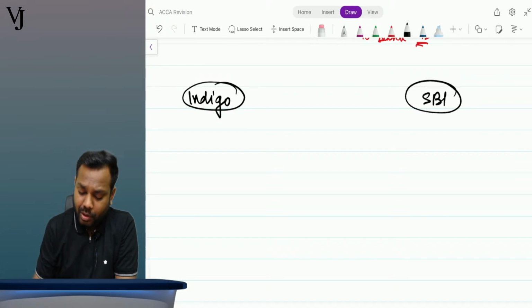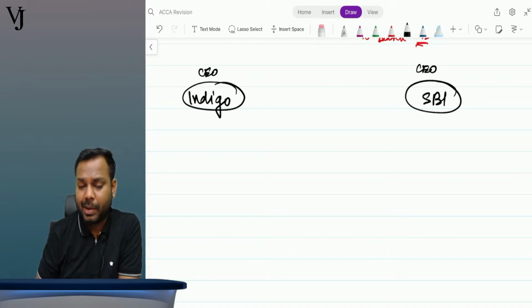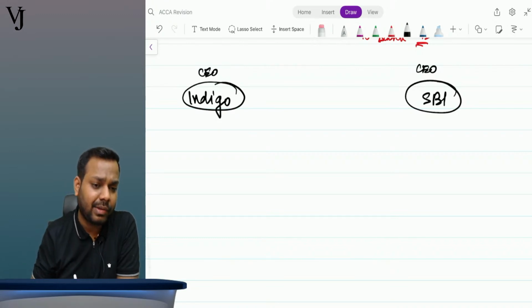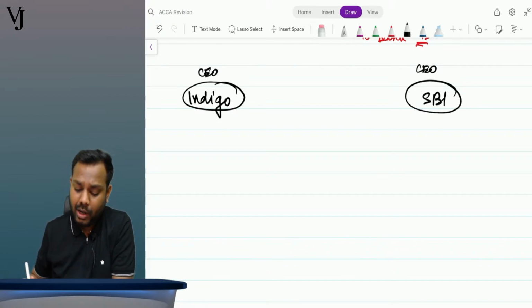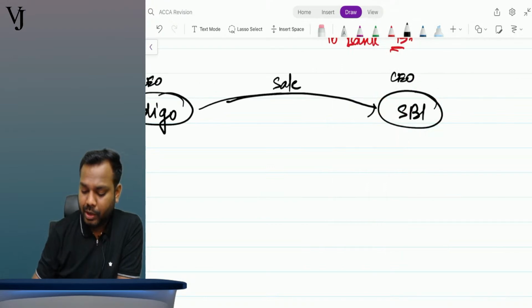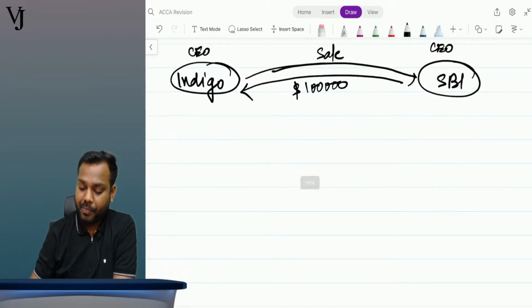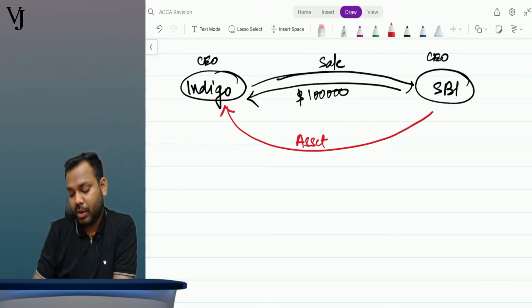Now let's suppose they are discussing, the founder or CEO of Indigo and the CEO of SBI Bank. They are sitting and discussing the terms and conditions. Now tell me, do you think when they are discussing the terms and conditions, they will think about IFRS? No, they will not. Now what Indigo says is, I will sell the asset to you. You give me the money of $100,000. Then you give the asset to me on lease, and I will give you lease payments.